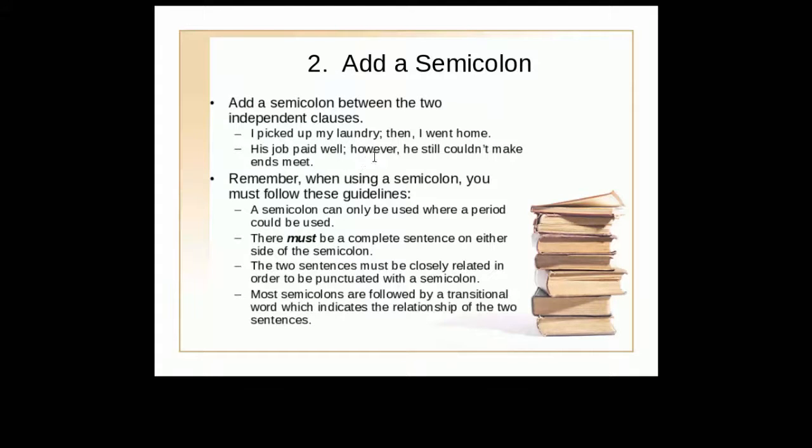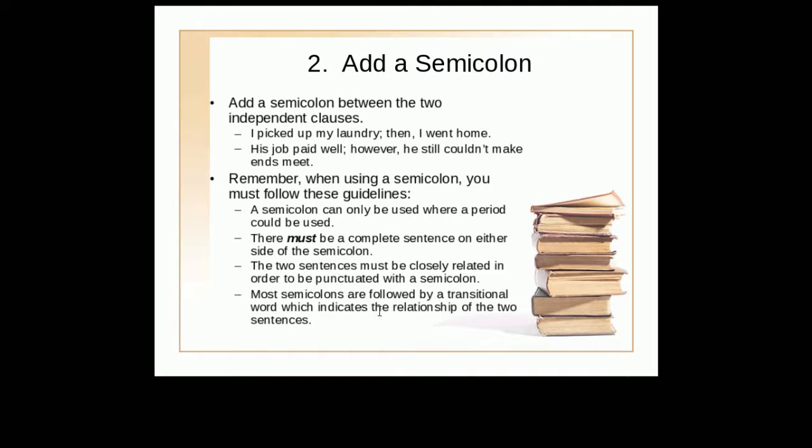You don't want to say his job paid well; he bought tomatoes at the store. Because maybe in your mind, he's buying tomatoes at the store because he just got paid and his job pays well enough that he can go buy groceries, but that's not connected enough to the reader. So you have to make sure the semicolon is used only when it's very closely related.